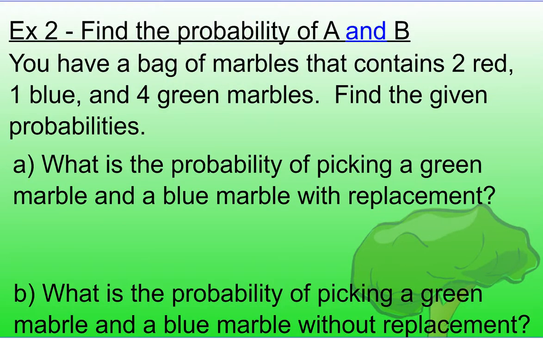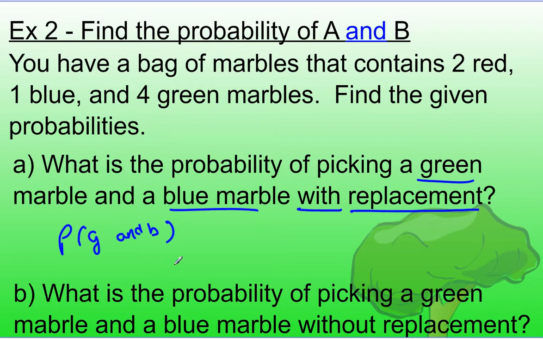So here we have an example. It says you have a bag of marbles that contains 2 red, 1 blue, and 4 green marbles. Find the given probabilities. So the first one says, what is the probability of picking a green marble and a blue marble with replacement? All right, so I want the probability of a green and blue with replacement. So chance of getting a green marble. 4 out of, how many are total? 4, 5, 6, 7. 4 out of 7.